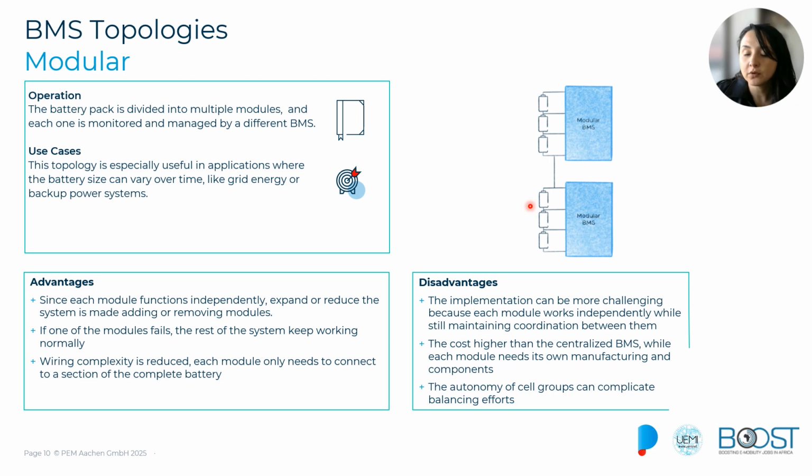So to be able to know that all of the cells have the same state of charge, even if they are in different modules, at the end we need to have a robust communication system between these modular BMSs, and that increases a little bit the complexity in the coordination of those parameters: who is handling what, what the responsibilities are, and how they are acting as a group.